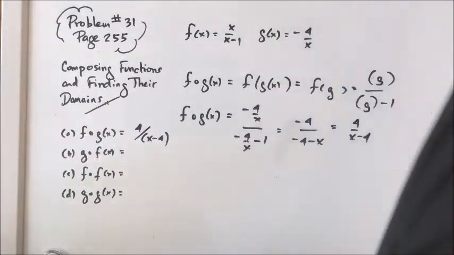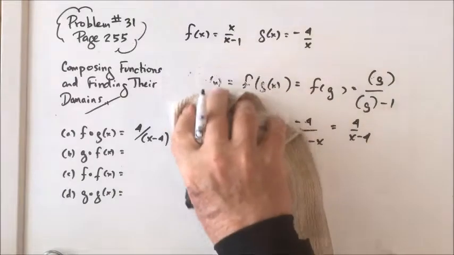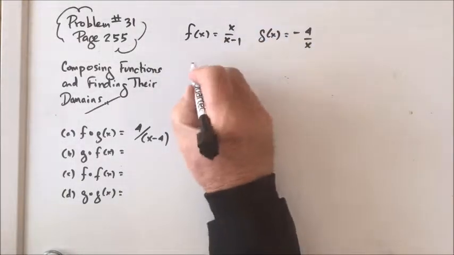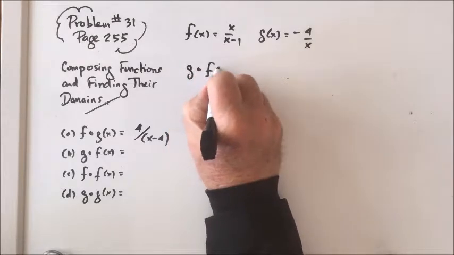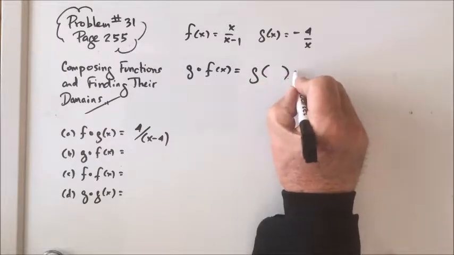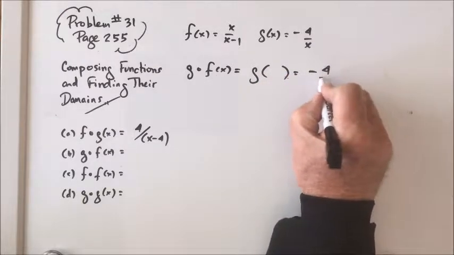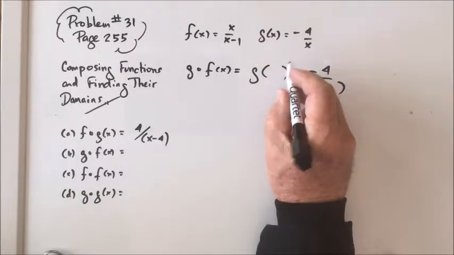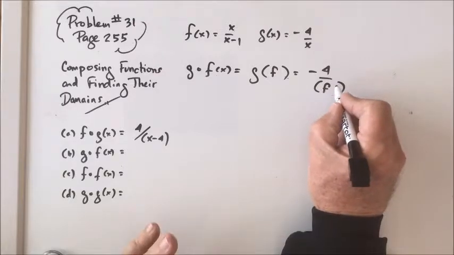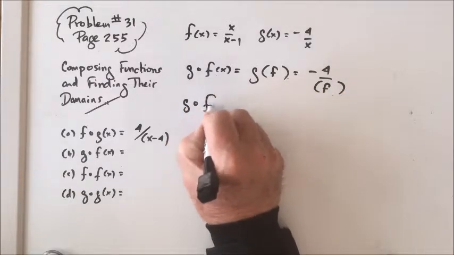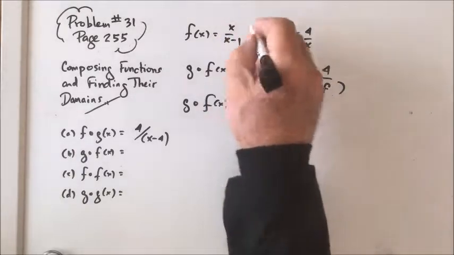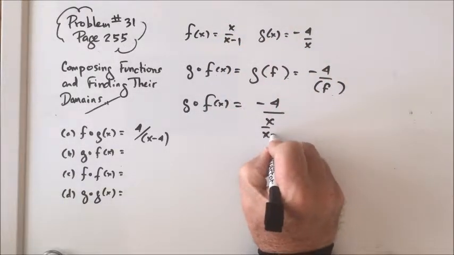Okay, and as promised, let me make some space here and do that again. This time let's do g of f of x. A little shorter now, g of x. The way g of x works is you take the argument and put it underneath minus 4. So let the argument of g of x be the function f of x, and then g of f of x is minus 4 on the top, f on the bottom, x all over x minus 1.